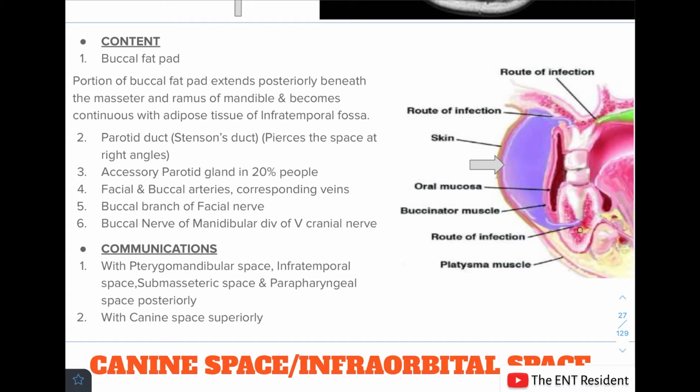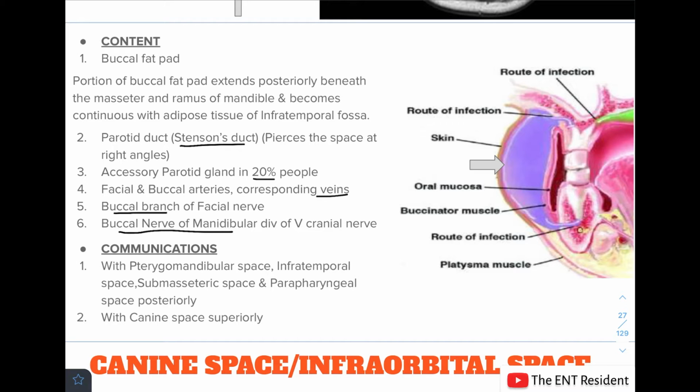It also contains the parotid duct, also known as Stenson's duct. Stenson's duct pierces the space at right angles. Other than that, it contains the accessory parotid gland in about 20% of people, facial and buccal arteries and their corresponding veins, the buccal branch of the facial nerve, and the buccal nerve of the mandibular division of the fifth cranial nerve. These are the different contents of the buccal space or the Buccinator space. And this space communicates with the Pterygomandibular space, infratemporal space, submasseteric space and parapharyngeal space posteriorly, and with the canine space superiorly.